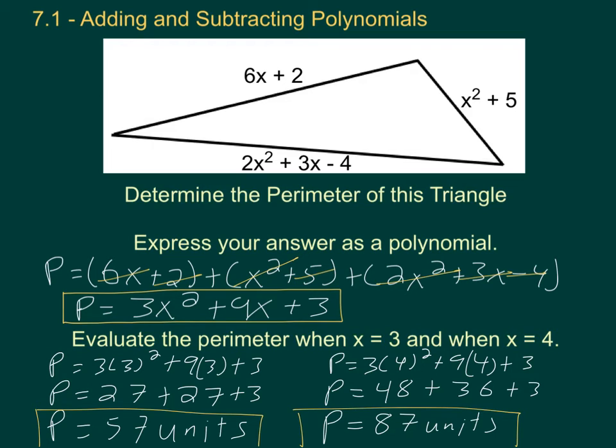Either it's 57 units or 87 units, and I could plug in anything else for x, but I don't have to plug in 3 times each time because I added these polynomials originally. So that's all you have to do. You just have to combine like terms, and we've been doing that for a while, so that shouldn't be too difficult.